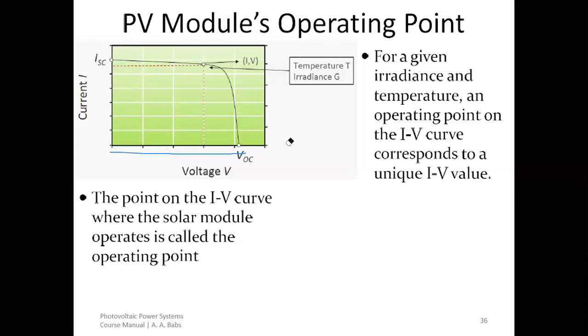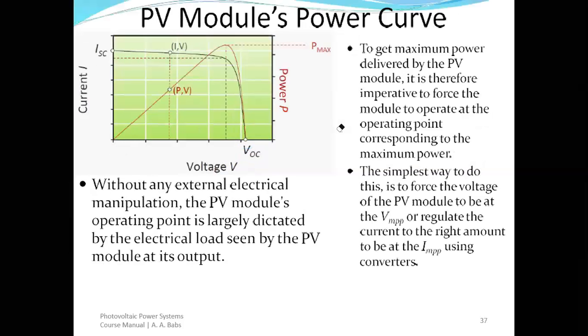Without any external electrical manipulations, the PV module operating point is largely dictated by the electrical load seen by the PV module at its output. What this simply means is that every PV system is connected to a load, one way or the other, that it is servicing and powering. So the PV module operating point is dictated, affected, or determined by the electrical load connected to its output.